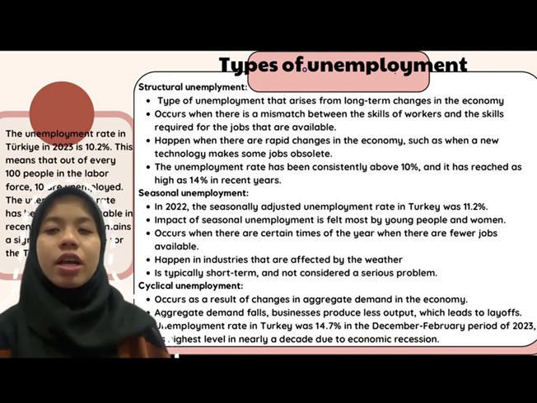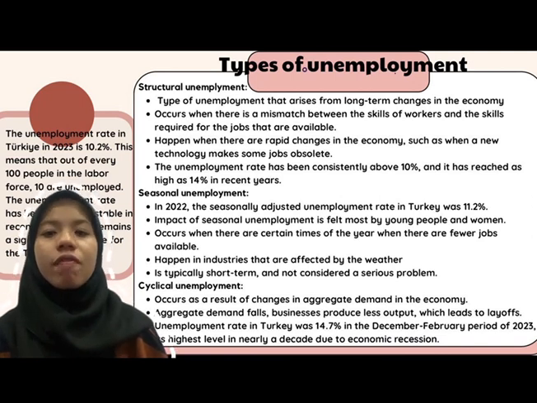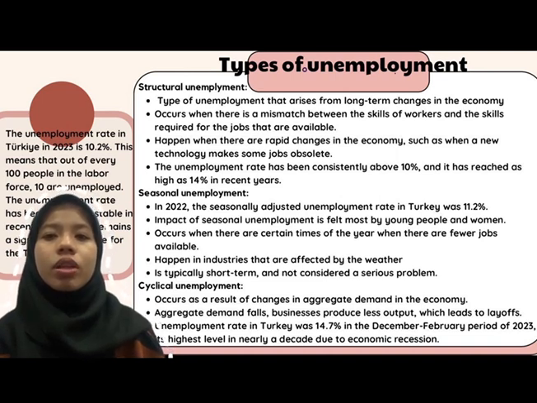The next type of unemployment, we have seasonal unemployment. In 2022, the seasonally adjusted unemployment rate in Turkey was 11.2%. The impact of seasonal unemployment is felt most by young people and women. Seasonal unemployment also occurs when there are certain times of the year when there are fewer jobs available. Seasonal unemployment can happen in industries that are affected by the weather. Seasonal unemployment is also typically short-term and not considered a serious problem.